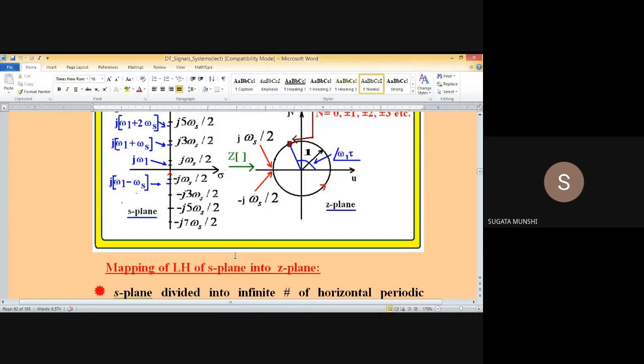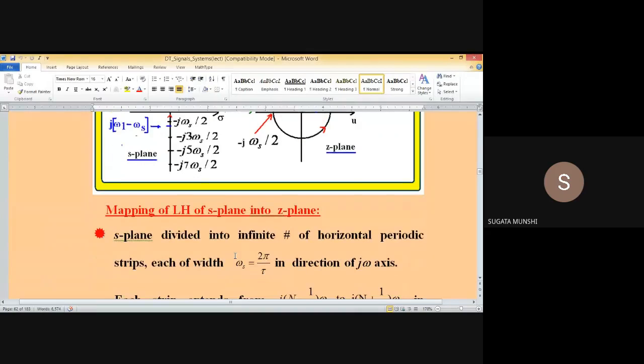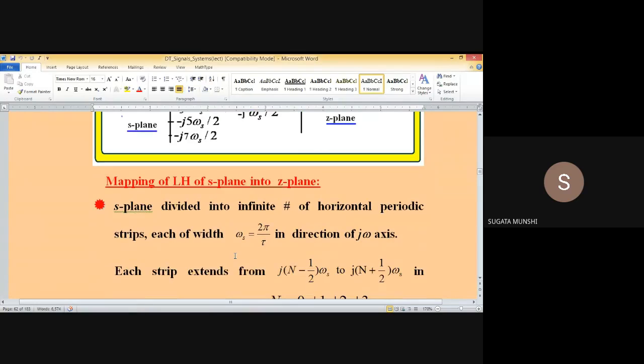Now consider the mapping of left half of S plane into Z plane. For that purpose, we are dividing the S plane into infinite number of horizontal periodic strips, of equal width along the j omega axis. Each strip extends from j times n minus half omega s to j times n plus half omega s.